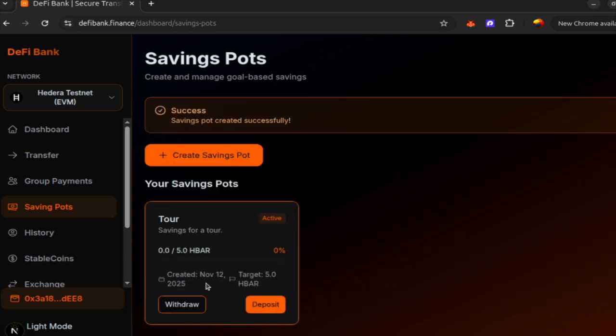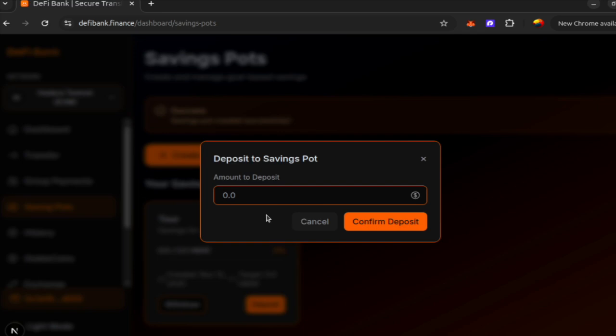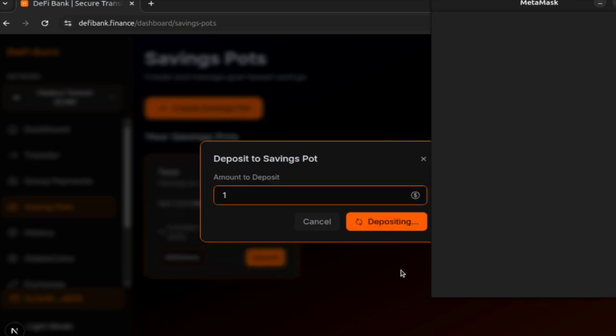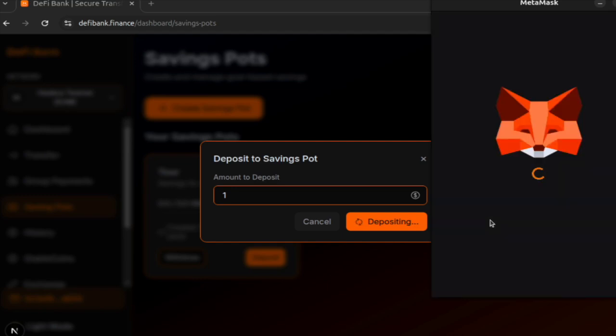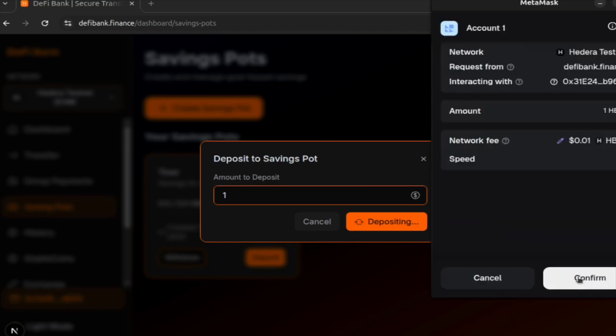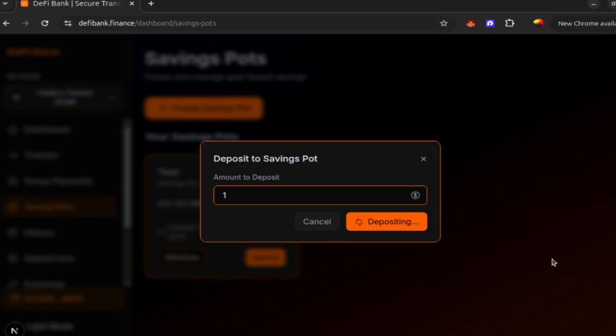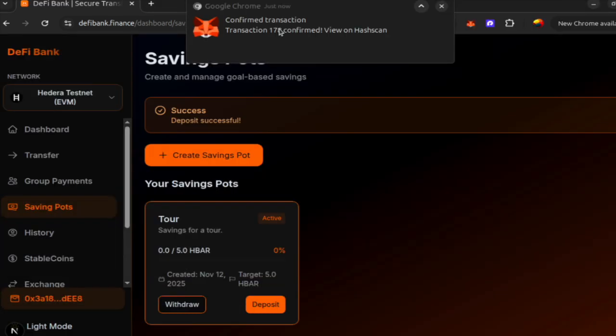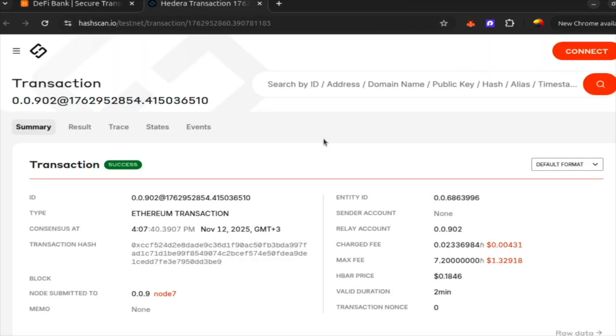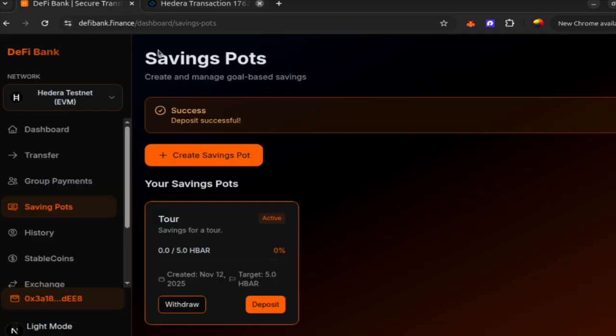Now let's make a deposit to one of the savings pots we have created. Confirm transaction. Successful on HashScan.